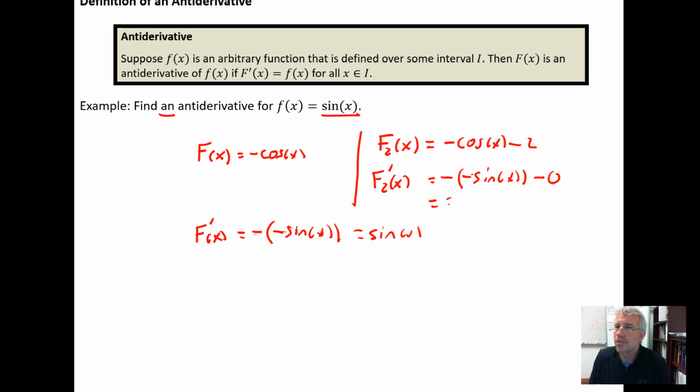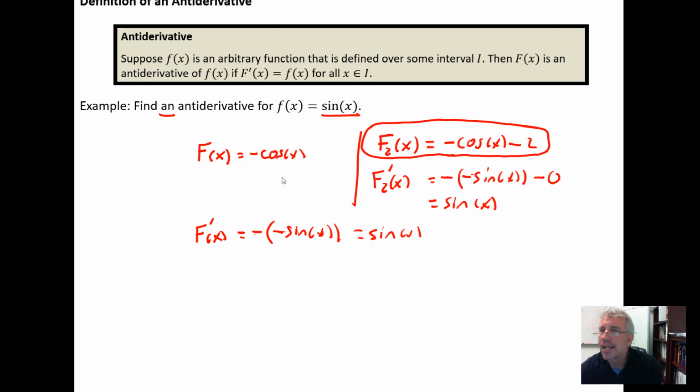The double negation simplifies to the positive sine x. Minus 0 is just sine x. So I've checked my work. This is also an antiderivative of the sine of x. And so what you want to notice is that adding a constant to your guess isn't going to change the derivative.